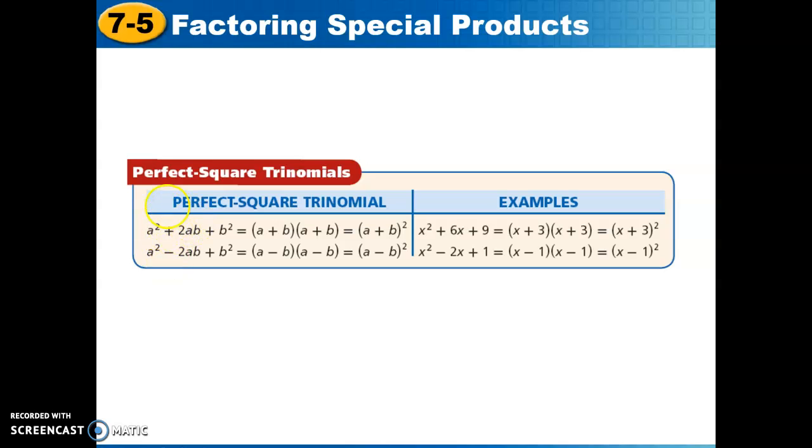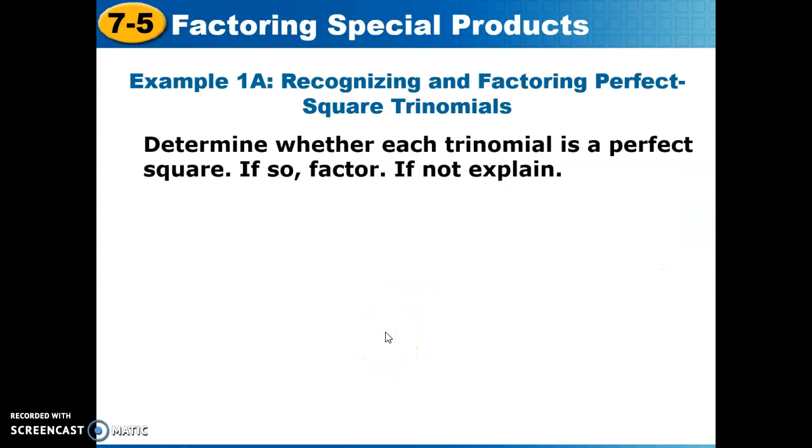Now we're going to start off with a trinomial, like what we've had the entire time that we've been working in chapter 7, well, sort of the last few sections anyways. We're going to have a trinomial and we have to determine if it's a perfect square or not. If we can determine that it's a perfect square, we can go straight to our last part right here, which will give us our answer. So let's look at some examples. First, let's determine whether a trinomial is a perfect square or not. If it is, we're going to factor it. If it's not, explain why it's not a perfect square.